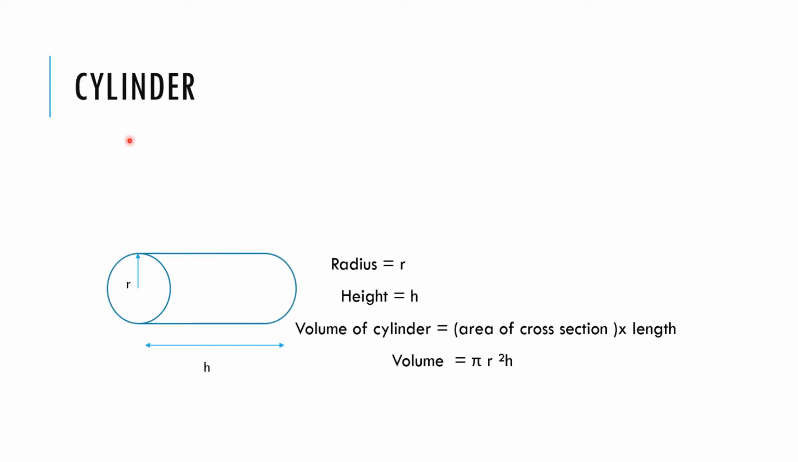Okay, let's have a look at another figure. This is basically a cylinder with radius r and the height is h. Let the radius be r and height of the cylinder is h, and the volume of the cylinder is area of the cross section into the length, and the area of the cross section is pi r square, since this is basically a circle. So the area of the circle is pi r square times length h. So the volume of the cylinder is given to be as pi r square h.